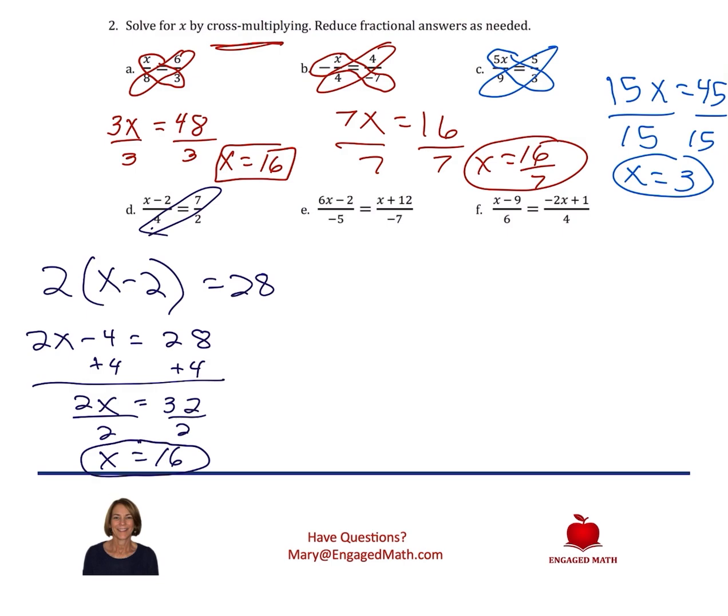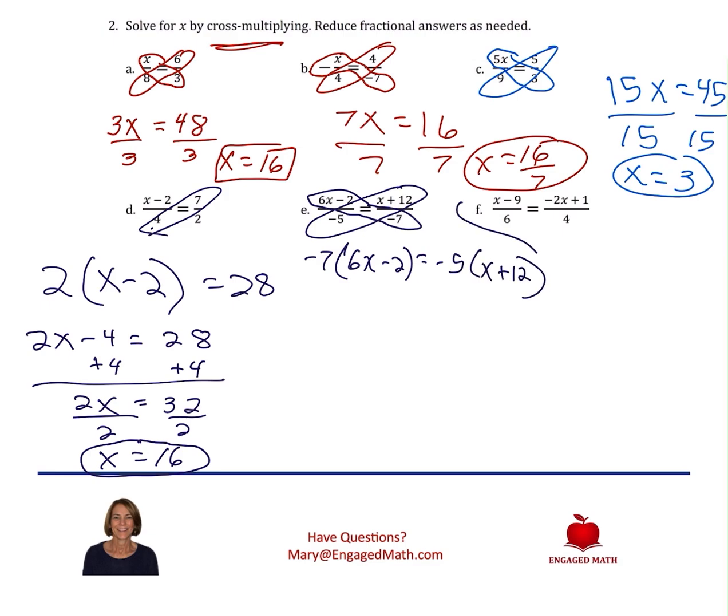I'm going to take that negative 7 and distribute it to the 6x minus 2. So I'm going to write negative 7 times 6x minus 2 equals, and then over here I'm going to get negative 5 times x plus 12. I'm using a little bit of the space from letter F, but I'm going to put a little line there so we can see exactly what we have. All right, so we now have negative 42x plus 14 equals negative 5x minus 60.